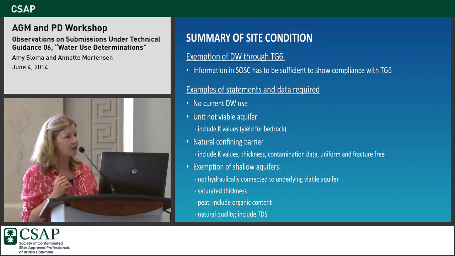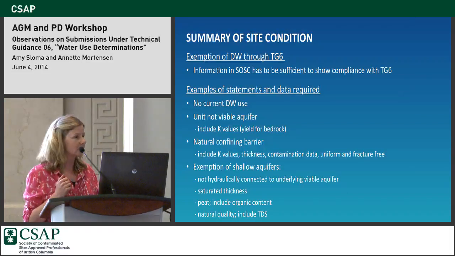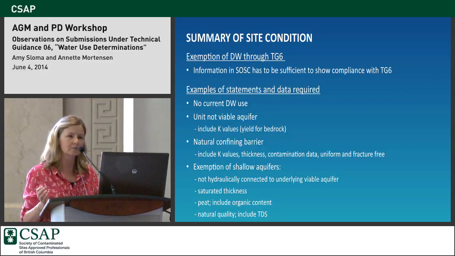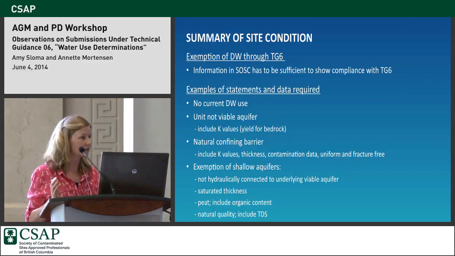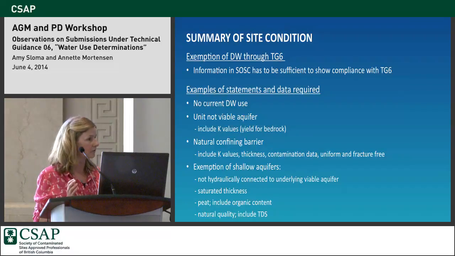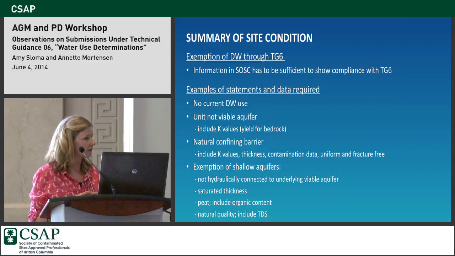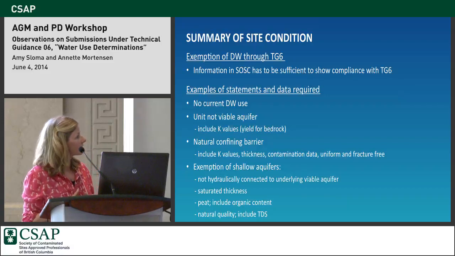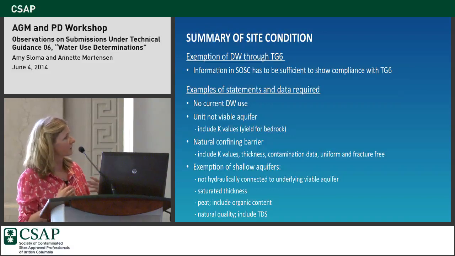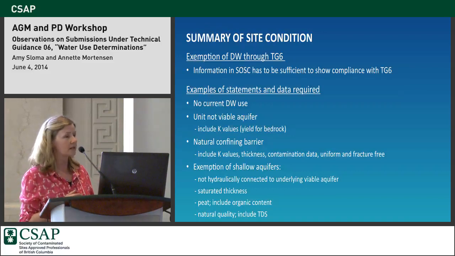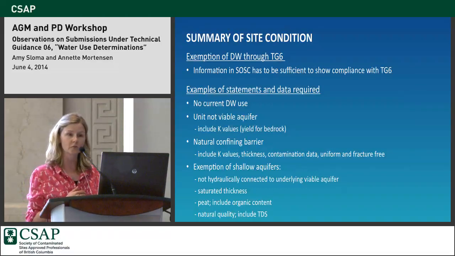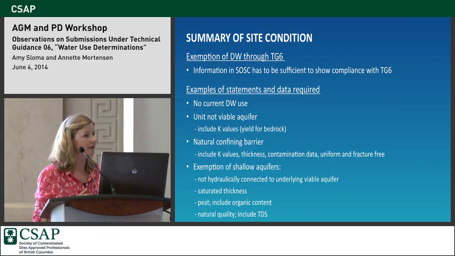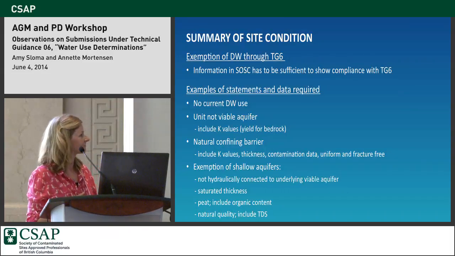If you're exempting a shallow aquifer, first of all, you still cannot exempt a shallow aquifer that's hydraulically connected to a viable underlying aquifer. You either have to show that there's no aquifer underneath, or that you have a natural confining barrier protecting that aquifer from your shallow one. And if that is the case, and you exempt it based on your saturated thickness being less than 2 meters, then write in your summary of site condition what your thickness is.